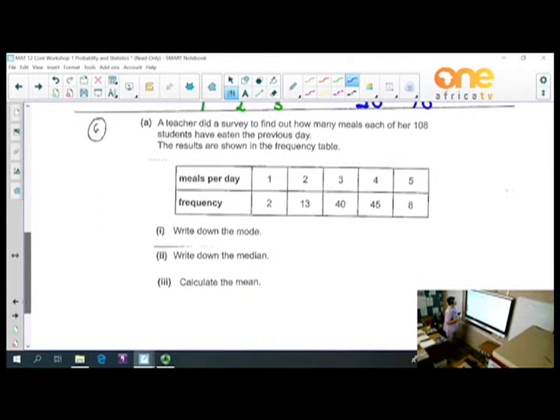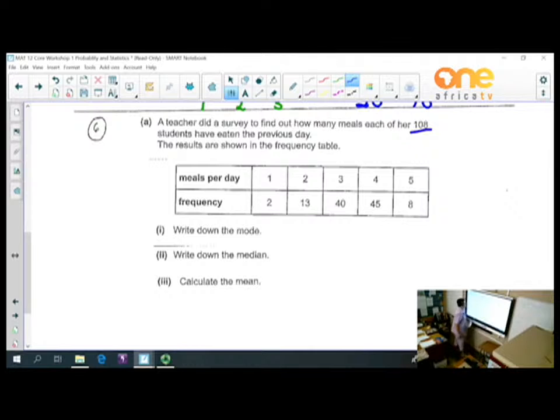Question 6. A teacher did a survey to find out how many meals each of her 108 students have eaten the previous day. There's the total. The results are shown in the frequency table, so they gave you the information there. Again, what is the mode? The mode is the one with the highest frequency, which will be this. So your answer is 4. Read it off. Then median, middle.